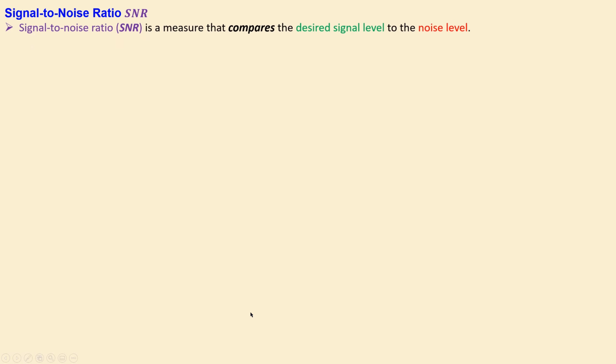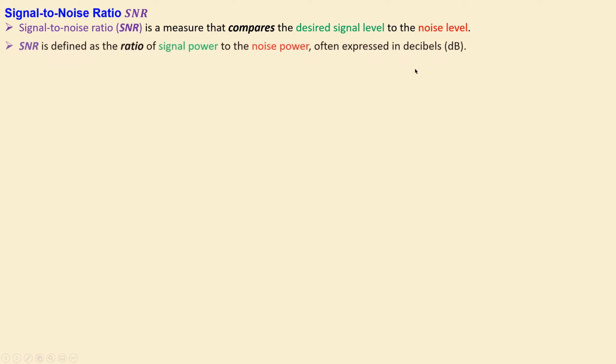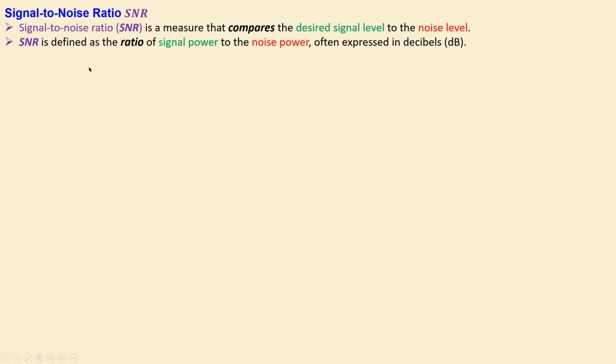But before we move on, let's also look at the signal to noise ratio, which is a very important parameter. What is the signal to noise ratio, or for short SNR, is a measure that compares the desired signal level to the noise level. In a more precise way, it is defined as the ratio of the signal power to the noise power, and it is often expressed in decibels. So if you have a ratio which is higher than 1, or greater than 0 dB if you express it in decibels, that means you have more signal than noise.